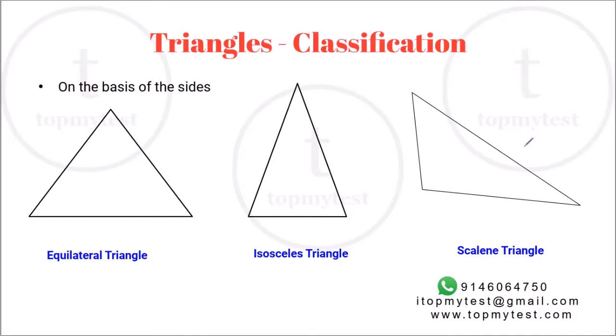Second most popular classification is on the basis of sides. If all three sides are equal, it's an equilateral triangle. If two of the sides are equal, it's called an isosceles triangle. So an equilateral triangle is a special case of the isosceles triangle where all three sides are equal. Right? And a scalene triangle is one where none of the three sides are equal. So anything which can be used for scalene can also be used for isosceles, and can also be used for equilateral, but not the other way around.